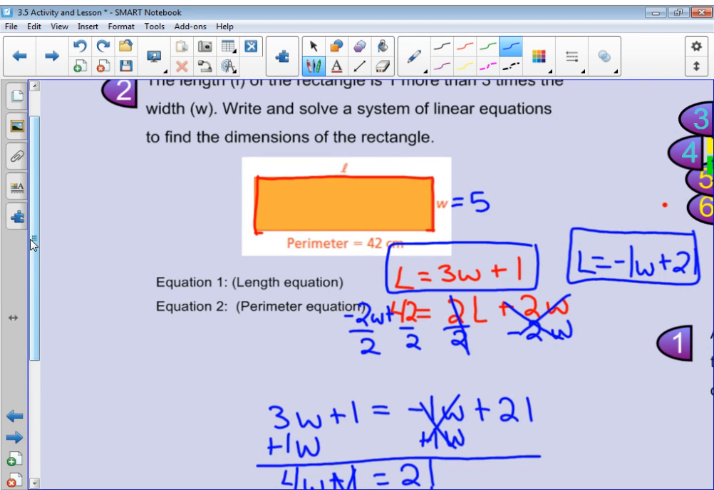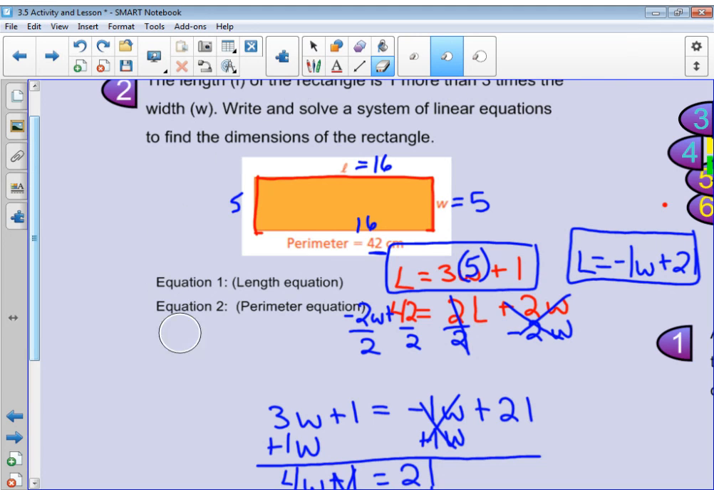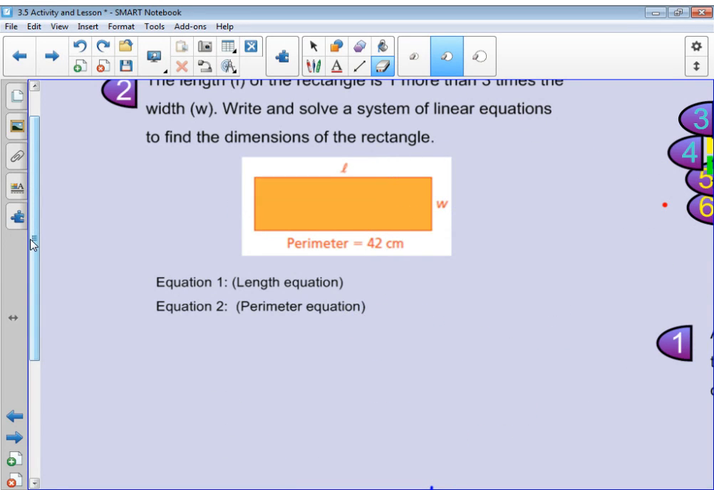So now to find our length, we can substitute it into either of our equations. I'm going to go ahead and substitute it in here. So I'm going to put a 5 right here. 3 times 5 is 15 plus 1 gives me 16. Okay, and if I want to check myself, I can check according to the perimeter. 16 plus 16 is 32, plus 5 plus 5 is 10, so 32 plus 10 does equal 42. Okay, so there's another form of system of equations in a real world scenario.